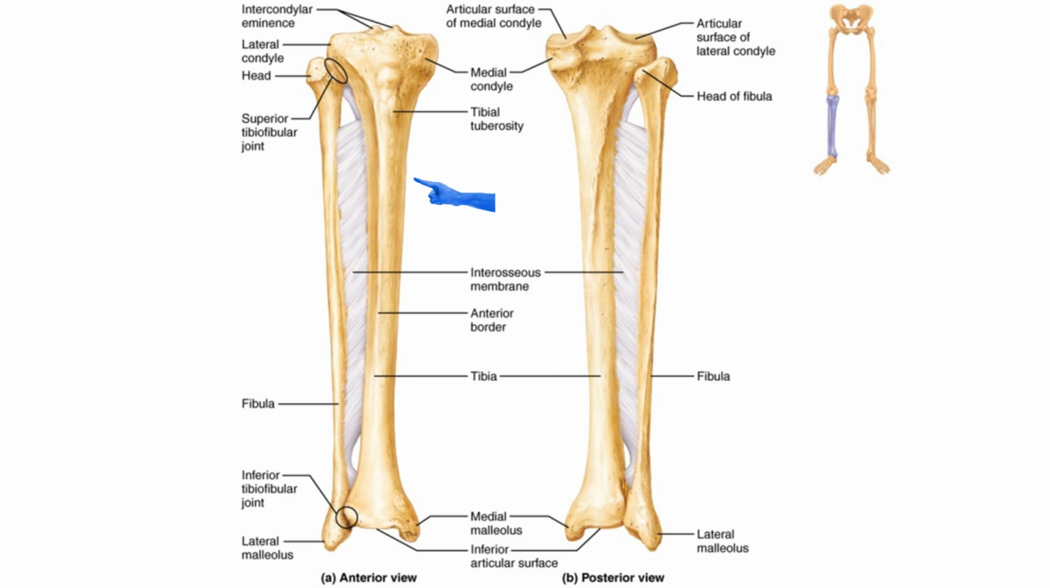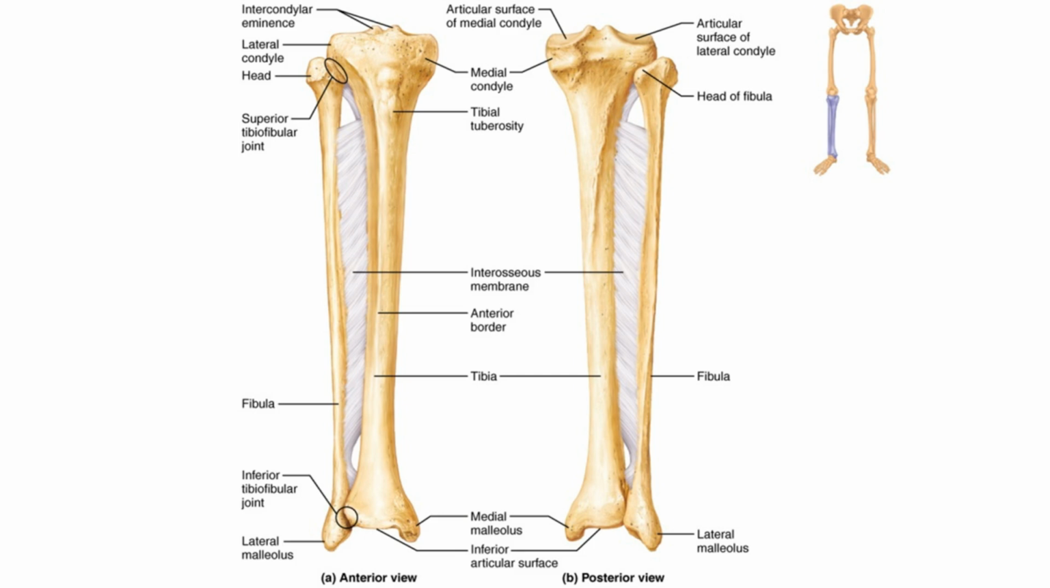First, the tibia, also known as your shin bone. At the proximal end, identify the lateral condyle and the medial condyle. On the anterior shaft, find the tibial tuberosity, the attachment point for your patellar ligament. Moving to the distal end, locate the medial malleolus. This is the large inner bulge of your ankle.